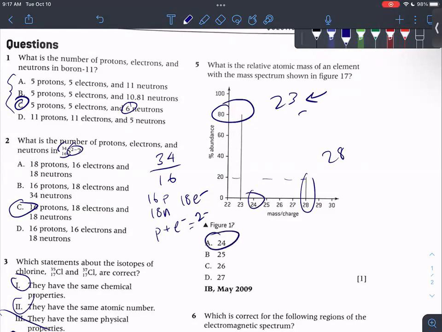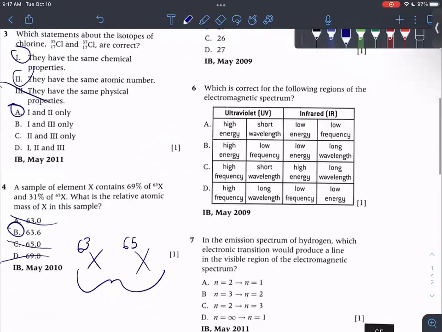If we actually did the math, it would be 23 times 0.8 plus 28 times 0.2. But just looking at this problem as a whole, we can see that if 4/5 of it is closer to the 23, we can just go and say it's right here at 24. Moving on to number 6.